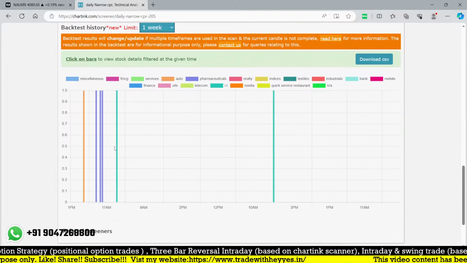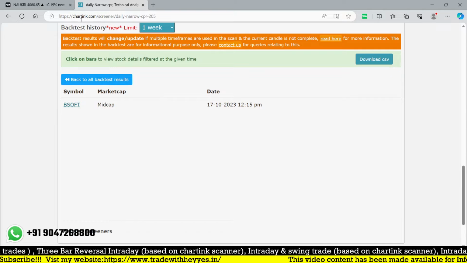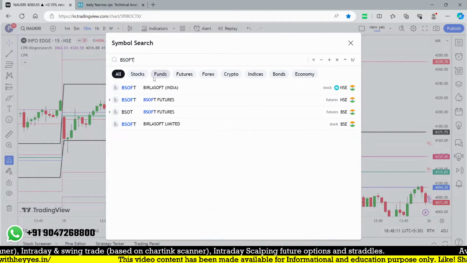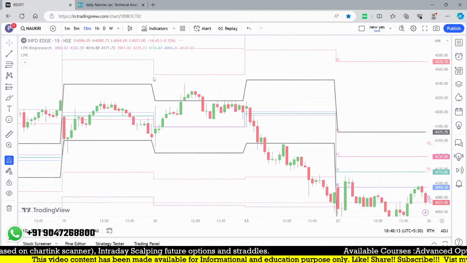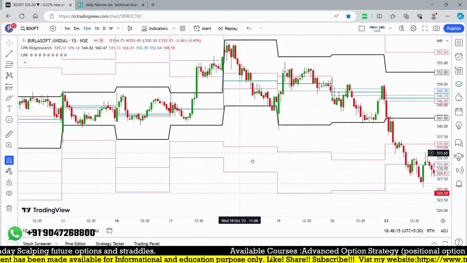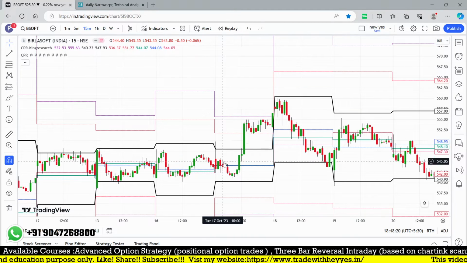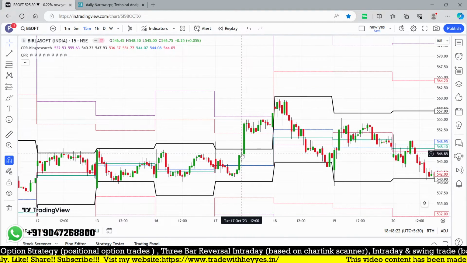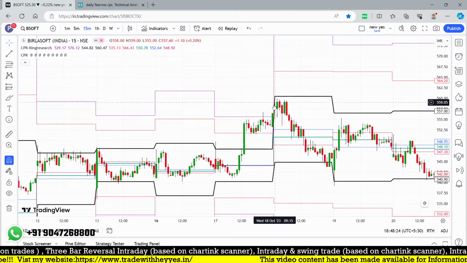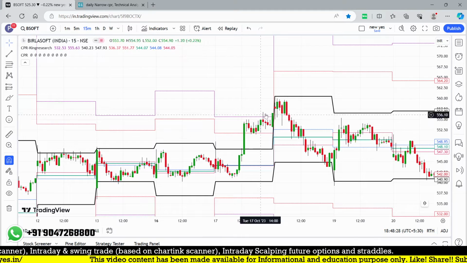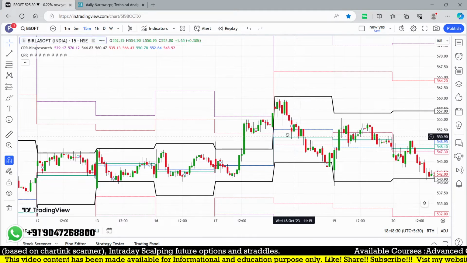And previously, is there any other thing that has happened? 17th, Be soft. Did you understand how to filter out our stocks? Be soft, let's see, 17. You can see this is the thing which I'm looking for. Here is the candle, so very tight CPR, and the breakout, and it is going to move to R2, R3 levels, and even goes above the same level.